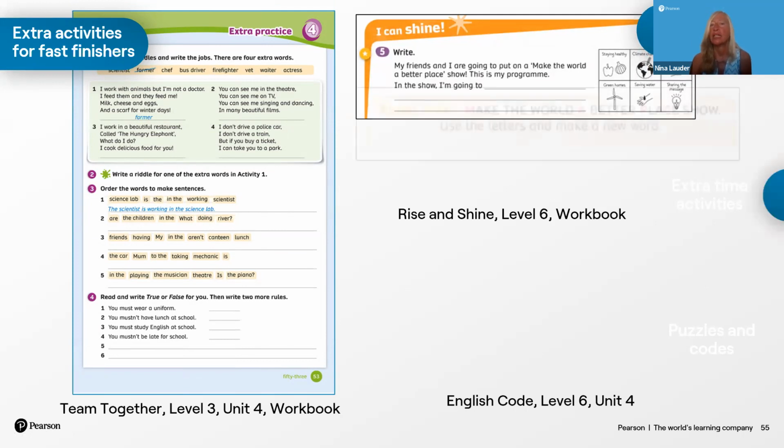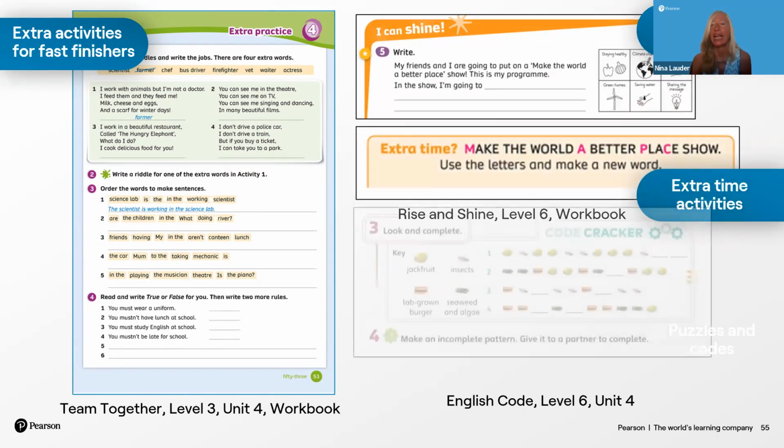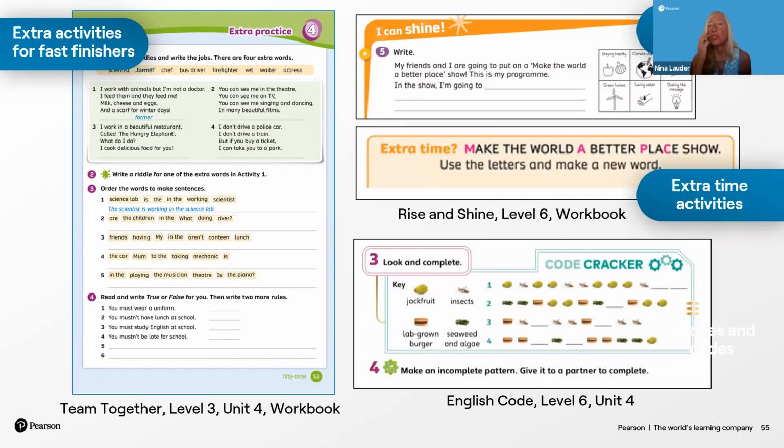And then here you've got some things like I can shine activities, extra time activities. Make the world a better place: in the show I'm going to write some sentences. Extra time, make the world a better place, use the letters to make a new word, now make your own puzzle, or things like these codes. So now you've got the different code set up for the magic words, and now write your own code message. So there are all sorts of things you can do with these learning activities.